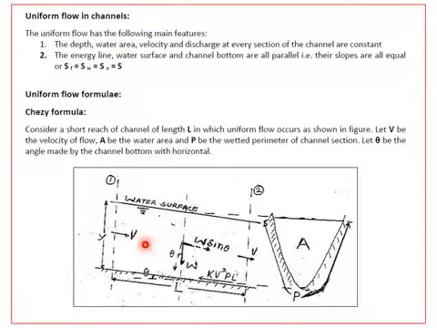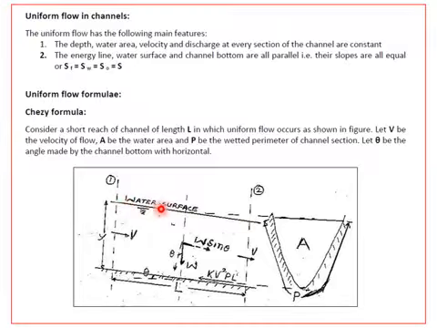Suppose it is a rectangular channel, the width is B everywhere, a prismatic channel. So therefore the water area will be B into y throughout. If the water area is the same, then the discharge or the velocity has to remain the same from section to section. So when you know that the water surface is a hydraulic gradient line, and since velocity is the same, V square by 2g is the same throughout, therefore your energy line also will remain parallel to the water surface.